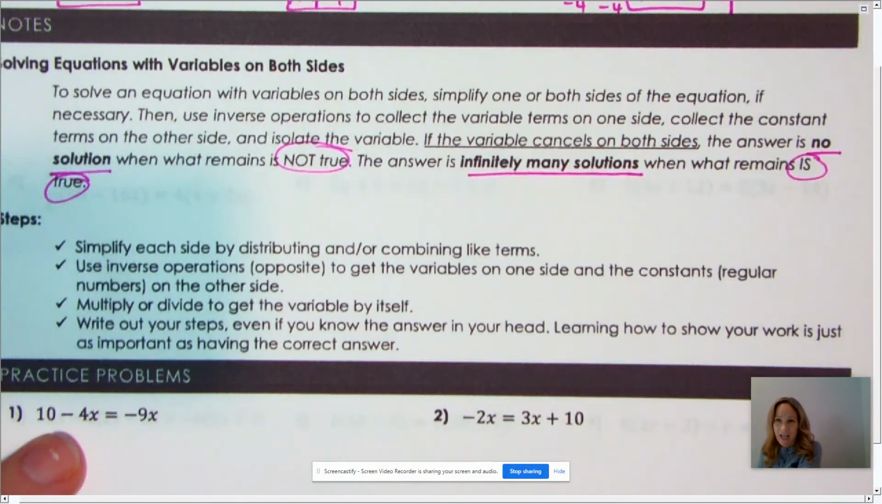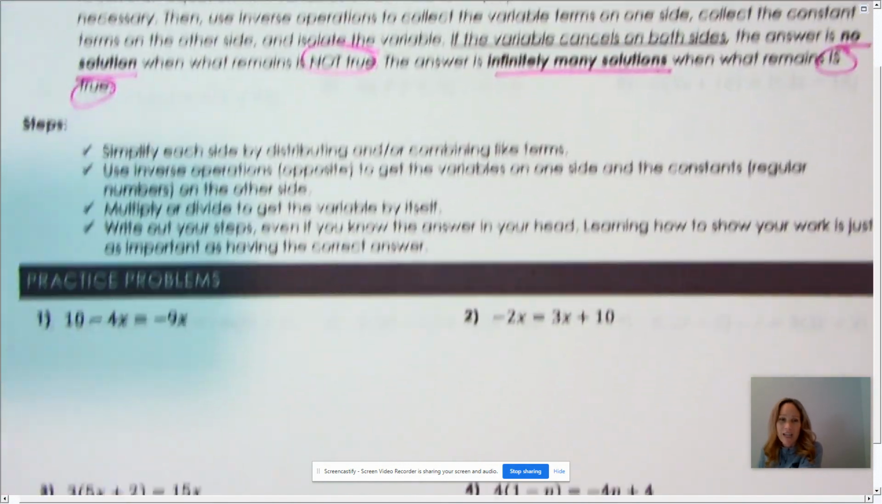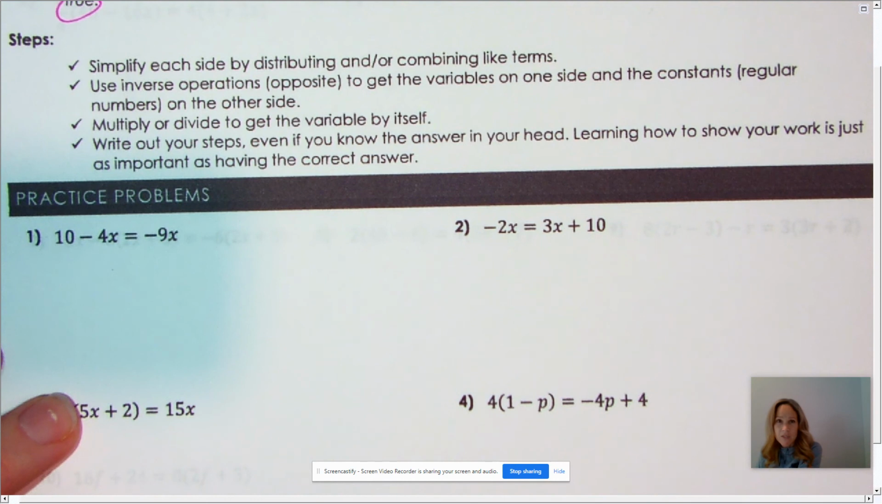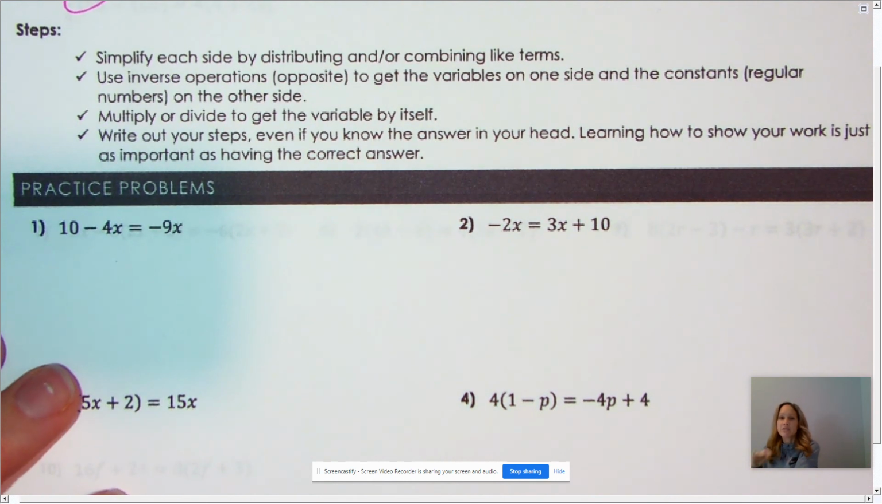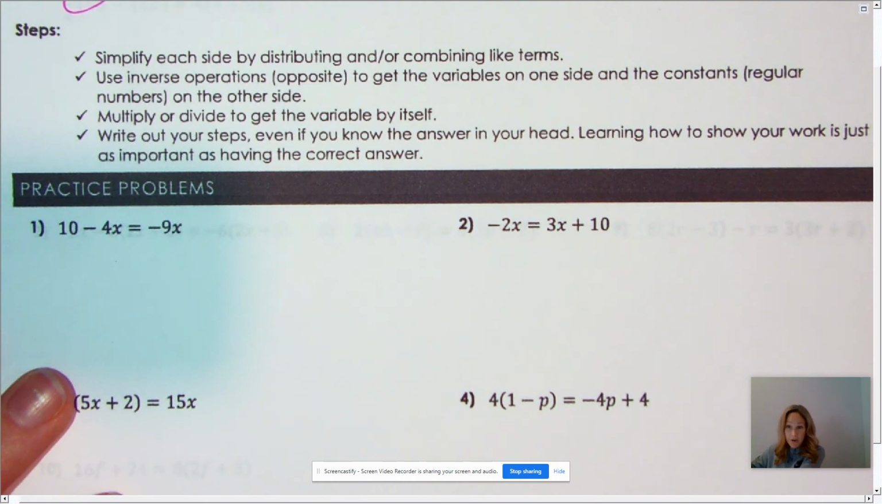Not ideal for highlighting your notes. All right, we're going to go ahead and try some problems together. So what we always want to do is distribute, simplify, do all that first, and then we want to get the letters together on the same side.